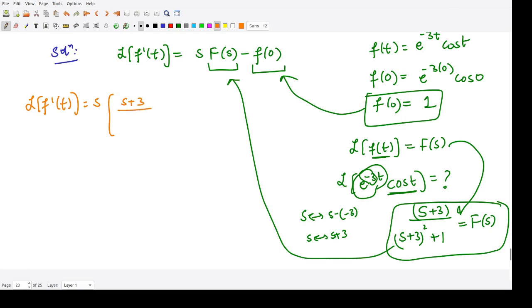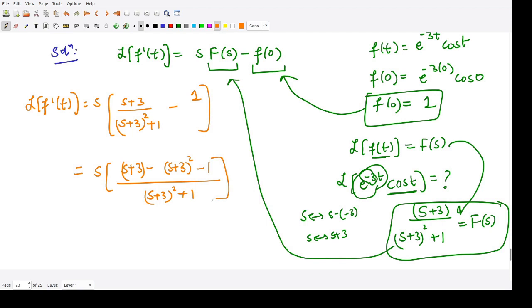So s plus 3 divided by (s plus 3) whole square plus 1, and then minus f of 0, that is equal to 1. So this is the final answer that we have from here. You could simplify this more, and this term would become s into (s plus 3) minus (s plus 3) whole square minus 1 divided by (s plus 3) whole square plus 1. So this is the final answer that was required.